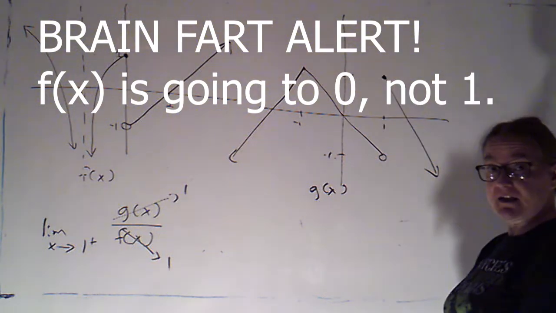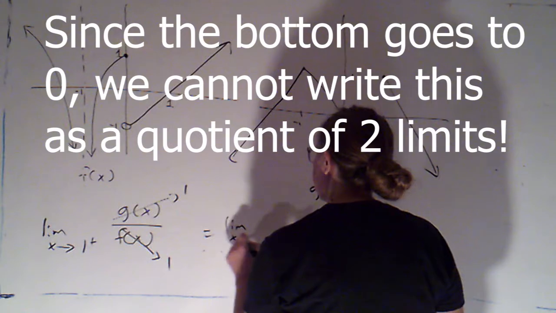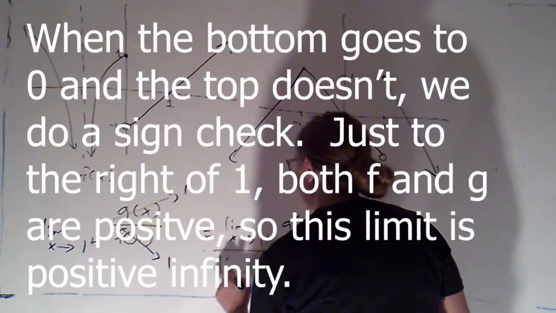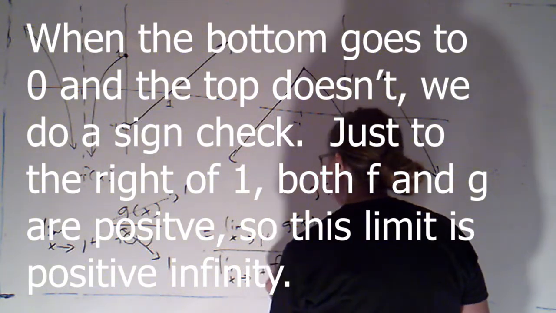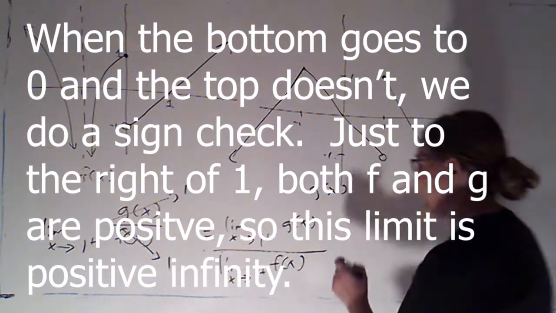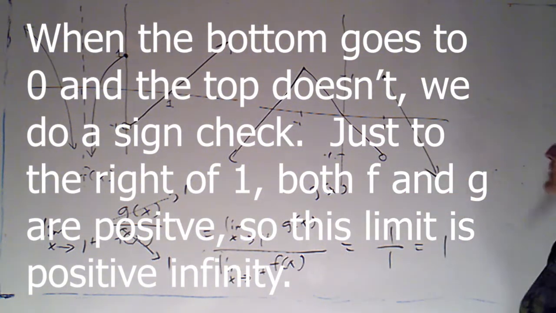Now those are both finite numbers, so if I wanted to, I could in fact write this as the limit as x goes to 1 from the right of g of x over the limit as x goes to 1 from the right of f of x. Not necessary to write that. Once I see that they're both going to 1, I can just jump right to it's going to be 1 over 1, which is 1.